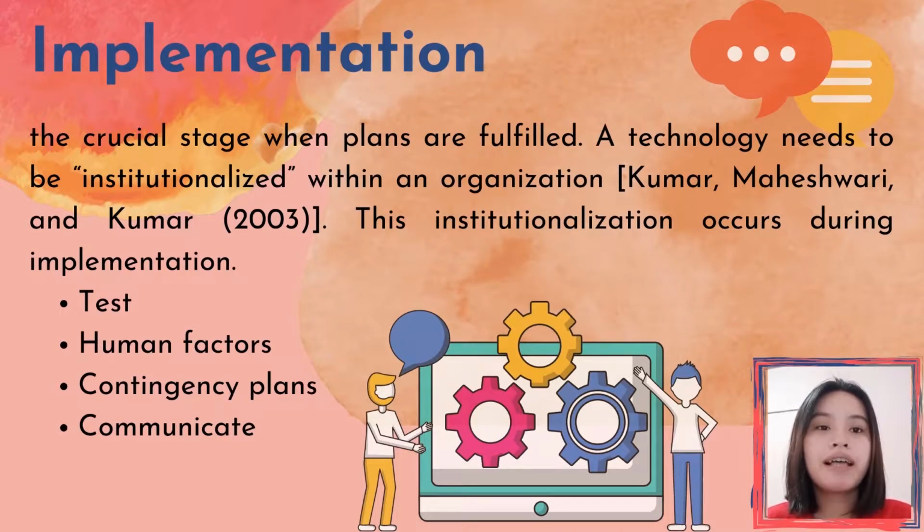Fourth element of technology management is implementation. Implementation is the crucial stage when plans are being realized and change begins to become reality. If a plan was not followed, the changes are observed at this time.